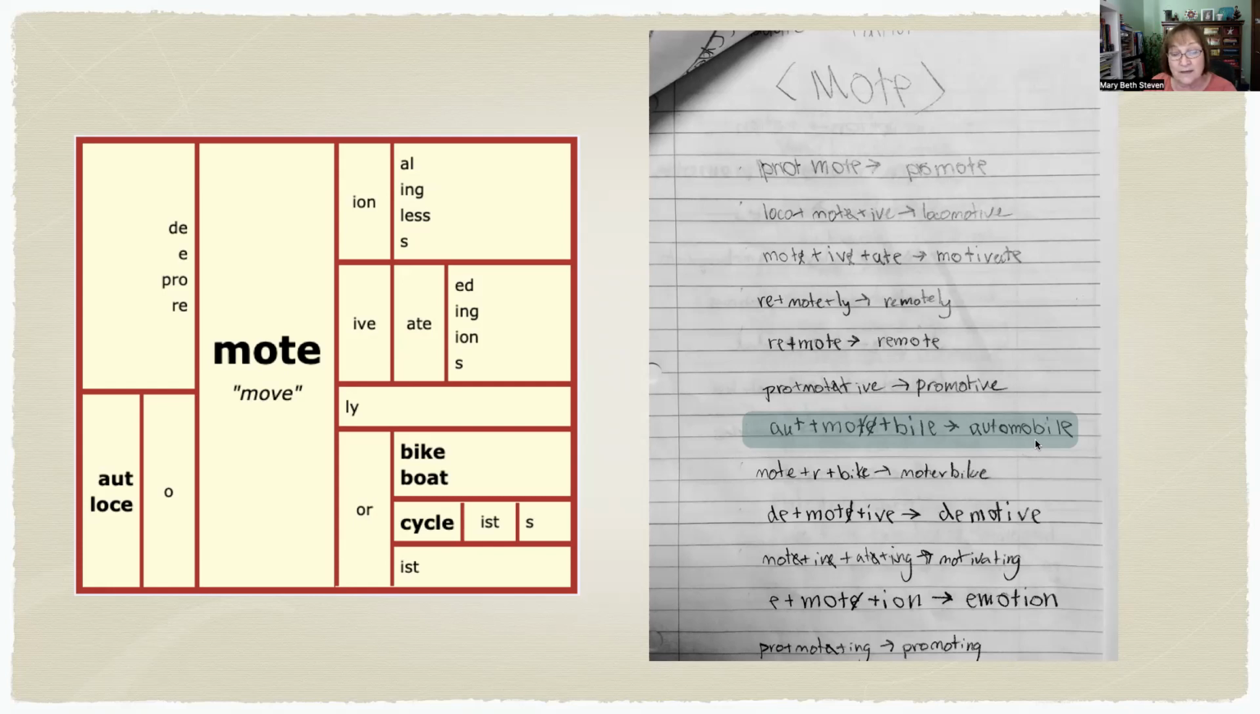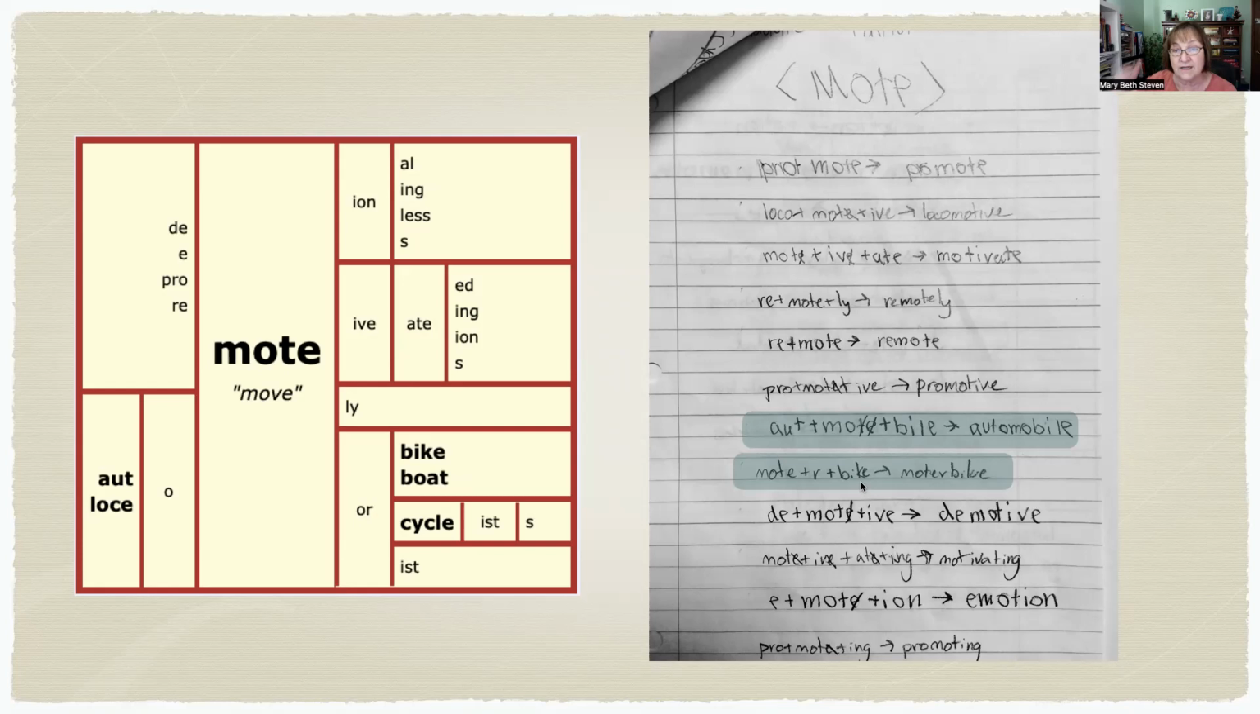And automobile and automotive do have something in common. There is definitely a sense of a meaning shared there. Another thing I wanted to point out is the word right below here. So the student saw on the matrix MOTE plus OR plus BIKE, motorbike.